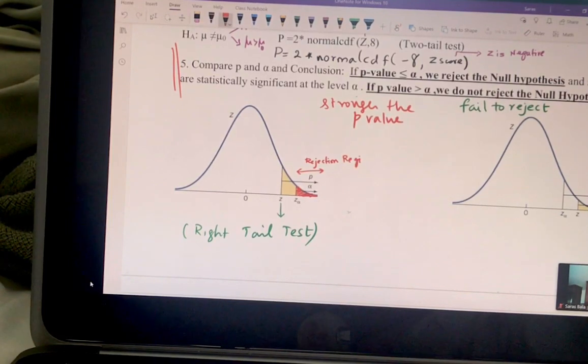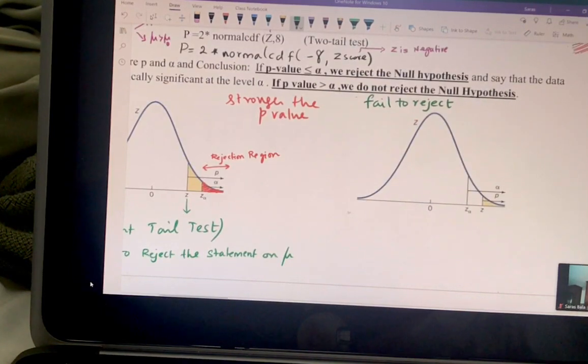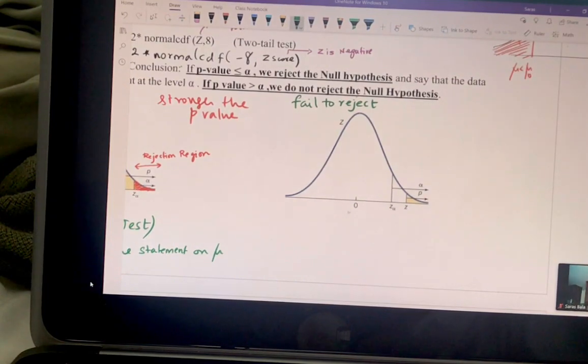In this case, I have a larger probability. That means I am going to keep my null hypothesis. So this is going to give me fail to reject the null hypothesis, fail to reject the statement on mu. All right. What is the other diagram? In the other diagram, my alpha is a bigger region. So this is my alpha. I need to use the red color.